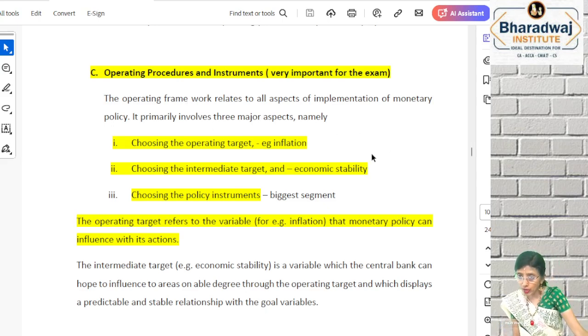If I want to attain economic stability, what is the means I have to do? I have to control inflation. I have to regulate inflation. Okay, so the operating variable is inflation. The achievement which you attain is the intermediate variable, or economic stability in our example.